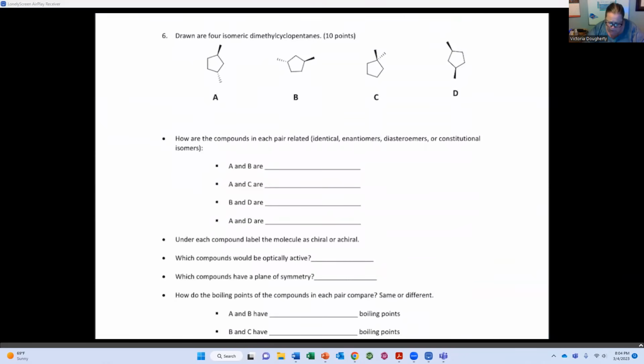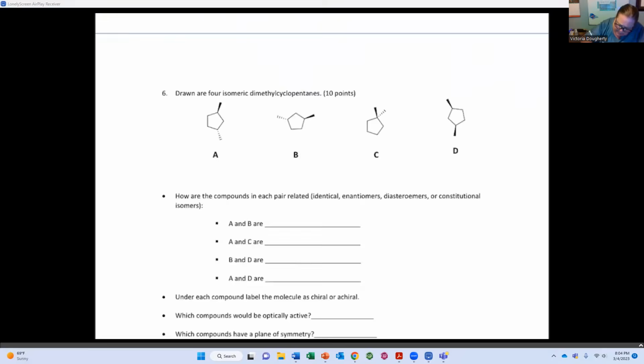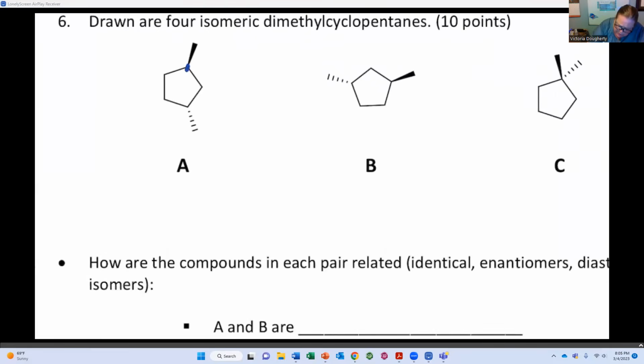Below are four isomeric dimethyl cyclopentanes. Okay, answer the following questions. How are the compounds each related to each other? Well, all I have to do is take B and rotate it about 30 degrees. Okay, just rotate it counterclockwise 30 degrees, and I can see that B will then be a mirror image of A. Again, we can do this the same way we've been doing it. I can assign this wedge priorities. So 1, 2, 3. Okay, so it is what? It's an R.